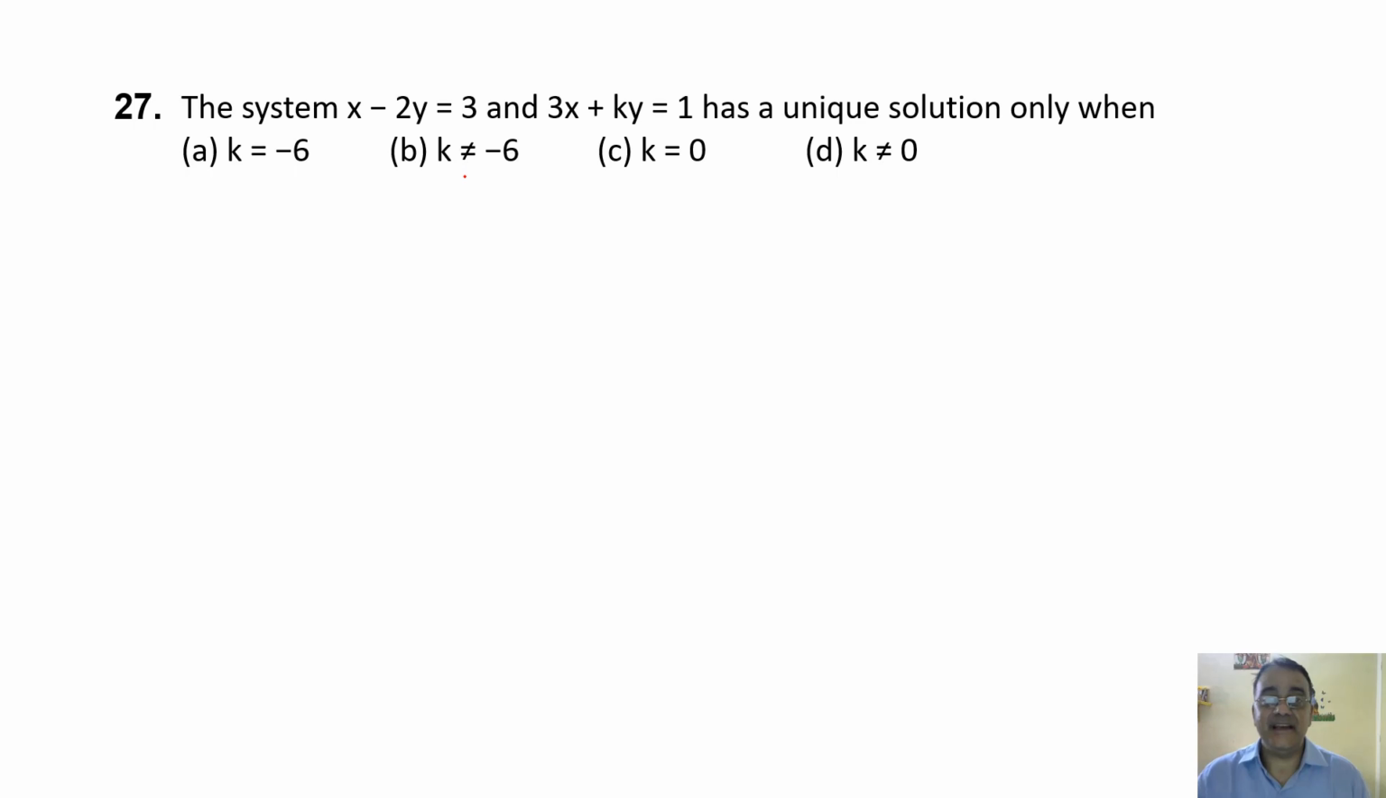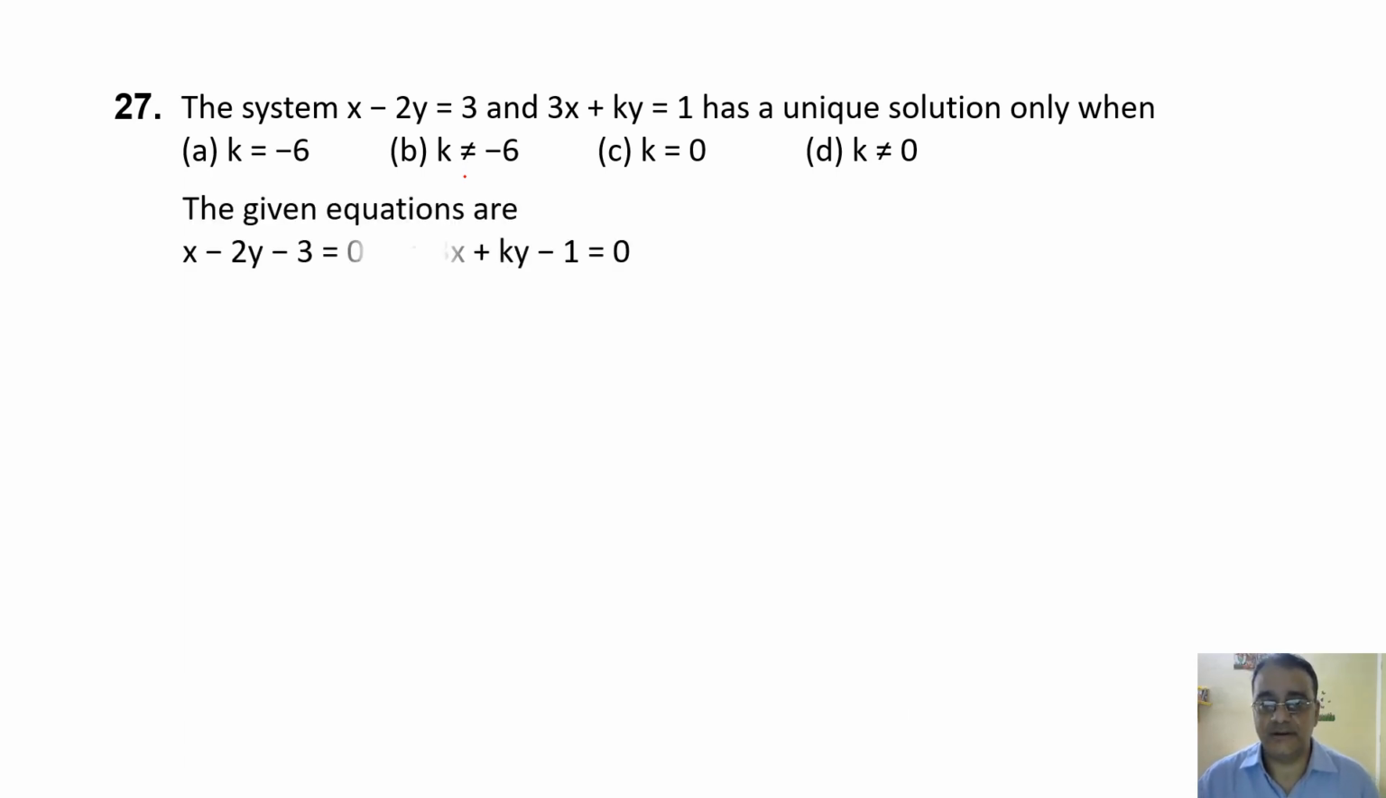The system x minus 2y is equals to 3 and 3x plus ky is equals to 1 has a unique solution only when. Just now we did a similar question. So we'll write first in general form. The first equation will become x minus 2y minus 3 is equals to 0. And the second equation will become 3x plus ky minus 1 is equals to 0.